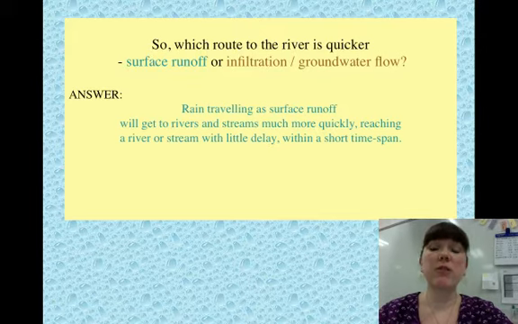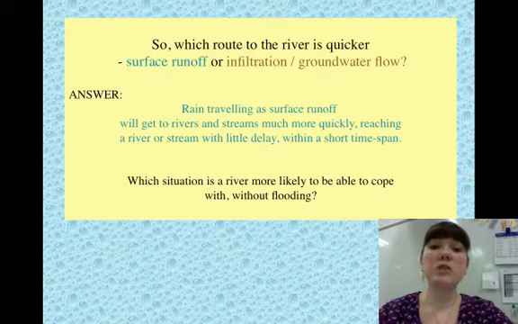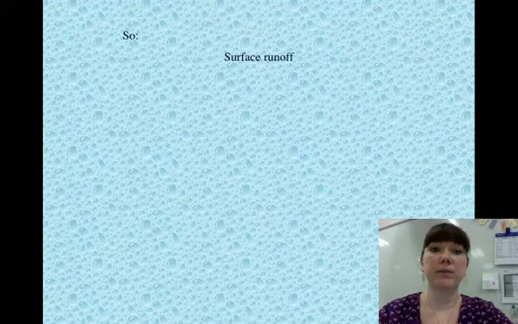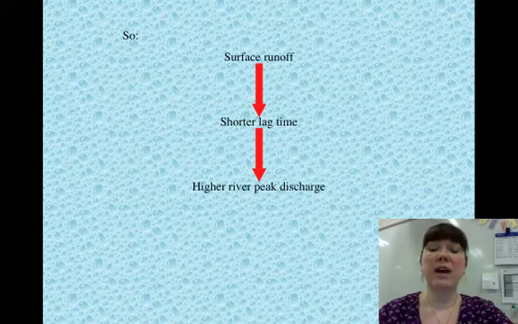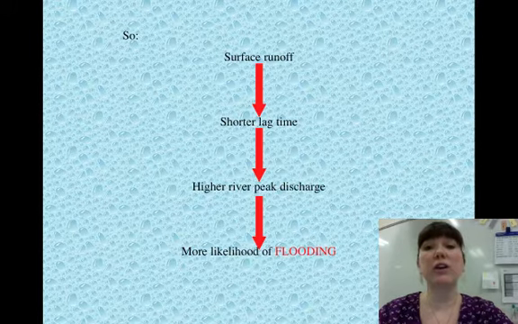And the answer is that rain traveling as surface runoff gets to rivers and streams much more quickly, reaching it without much delay within a pretty short time span. Water that infiltrates and travels underground travels much more slowly, finally reaching a river or stream bit by bit over a much longer period of time. So which situation is the river more likely to be able to cope with without flooding? Well, surface runoff has a shorter lag time, but has a higher river peak discharge. So it has actually a more likelihood of flooding.